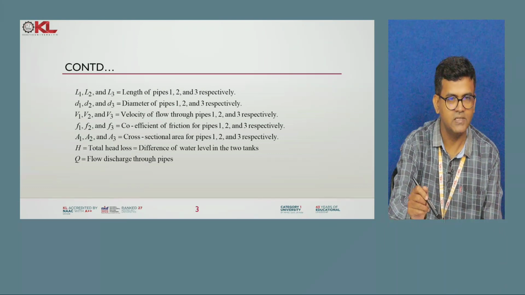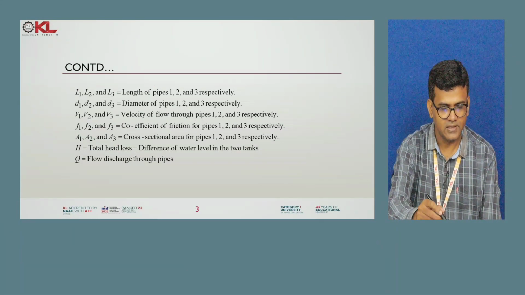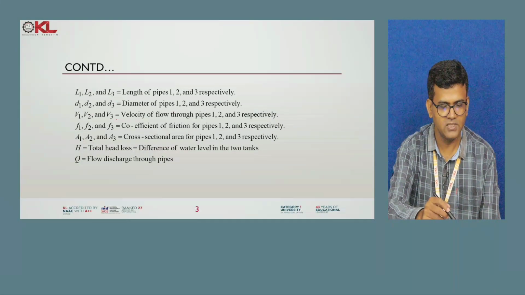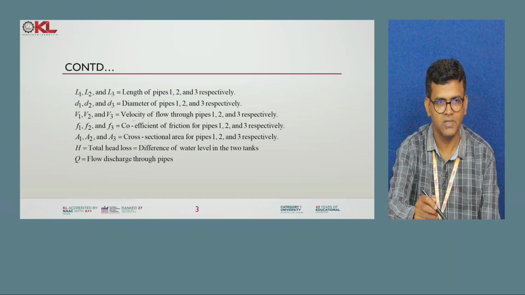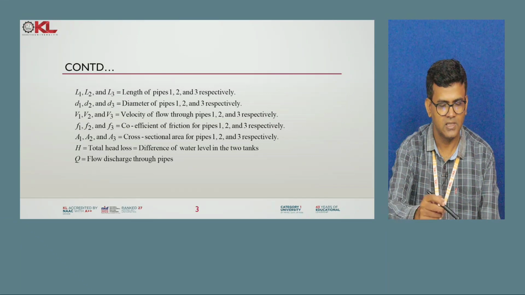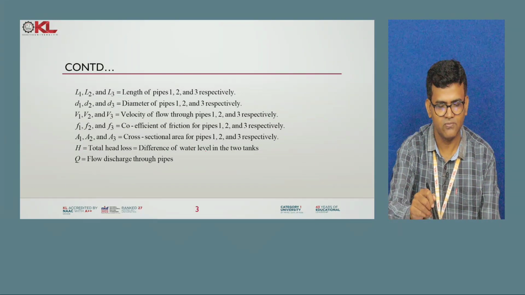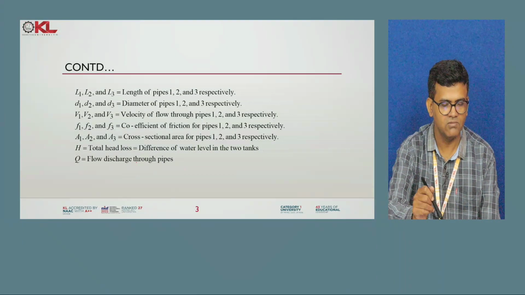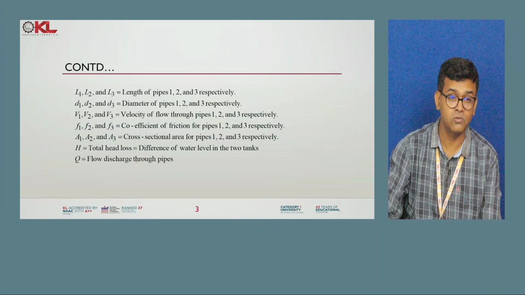So L1, L2, L3 are already defined as the lengths of pipes 1, 2 and 3. D1, D2, D3 are the diameters of pipes 1, 2 and 3, and the velocities in pipes 1, 2, 3 are V1, V2 and V3. F1, F2, F3 are the friction factors, or coefficients of friction, in pipes 1, 2 and 3. A1, A2, A3 are the cross-section areas of pipes 1, 2 and 3. Capital H is the difference of water level in the two tanks, that is the total head loss, and Q is the flow through the pipe.